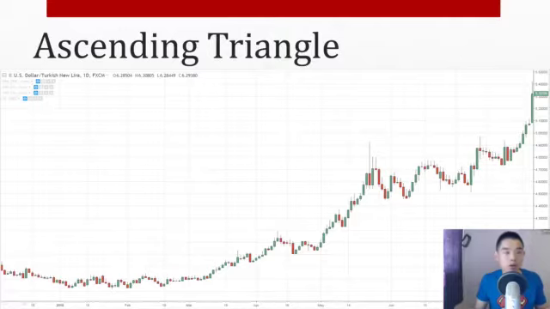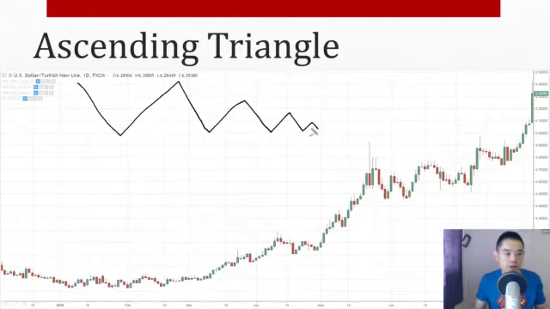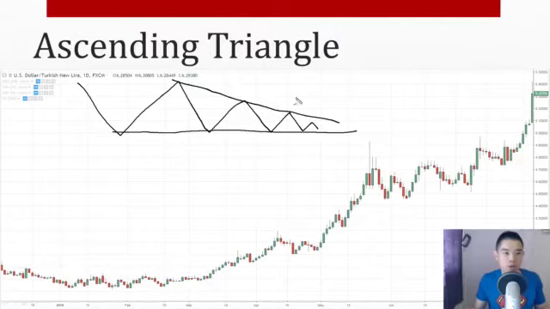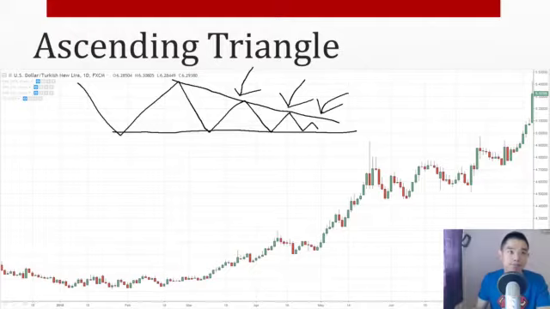The opposite is what we call a descending triangle. It looks something like this, right? A descending triangle. Then again, you connect the lows. You can possibly connect the highs as well. So this is what we call a descending triangle. This is a sign of weakness as it tells you the sellers are able to sell at lower and lower prices, right? That's why you have lower highs on your chart.